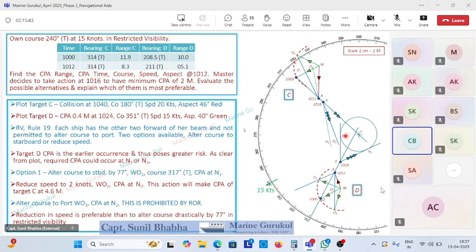This option is also available as per radar plotting, but this option is prohibited by ROR Rule 19. Any alteration of course to port is prohibited. So we cannot take this option. WO3 option is not allowed.